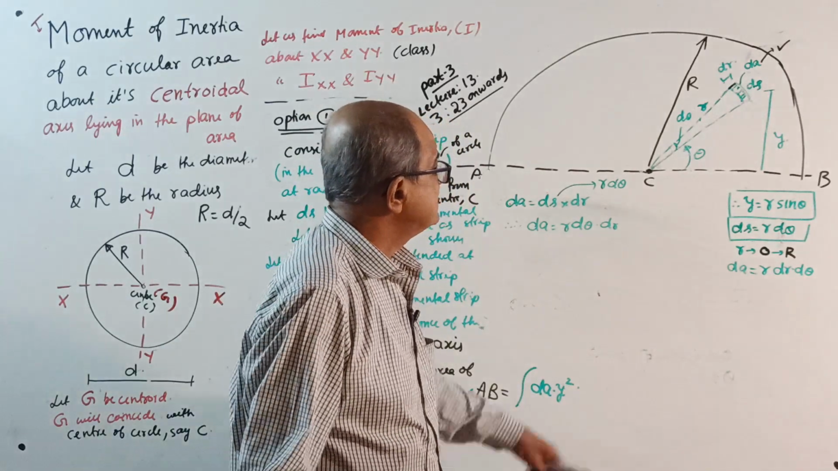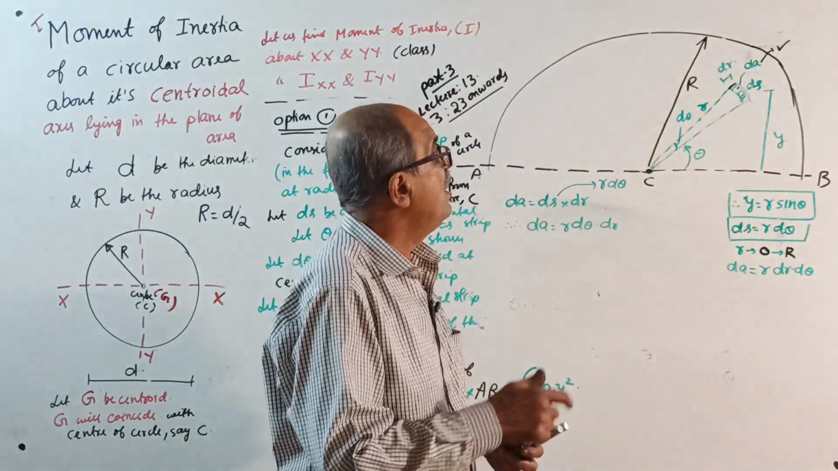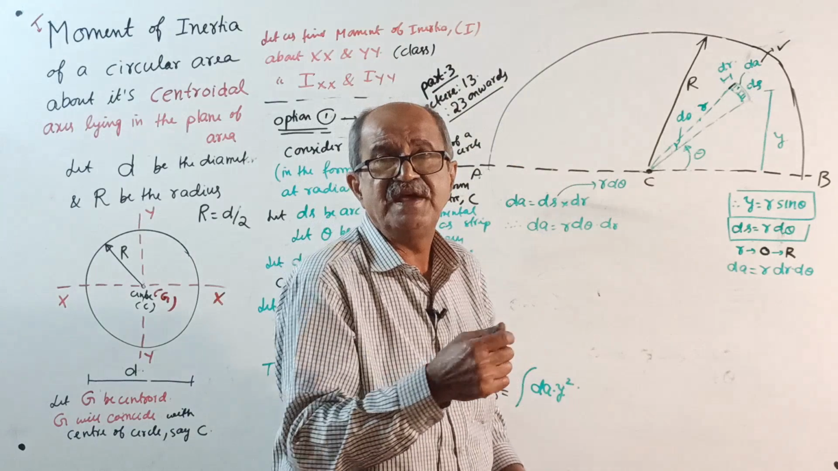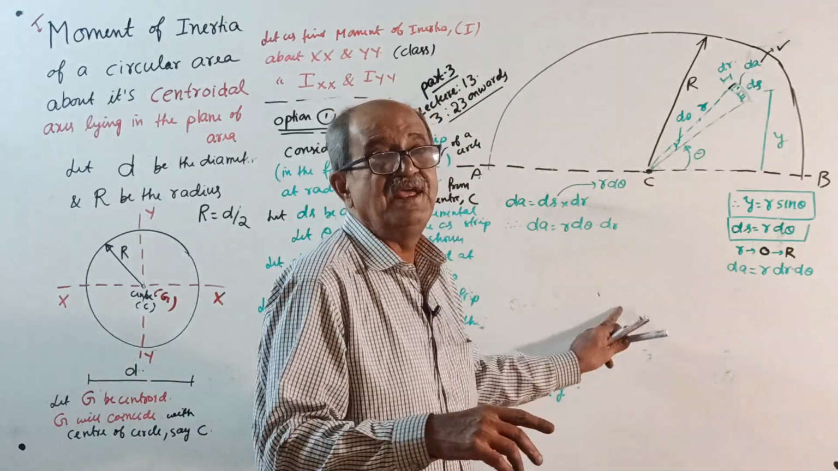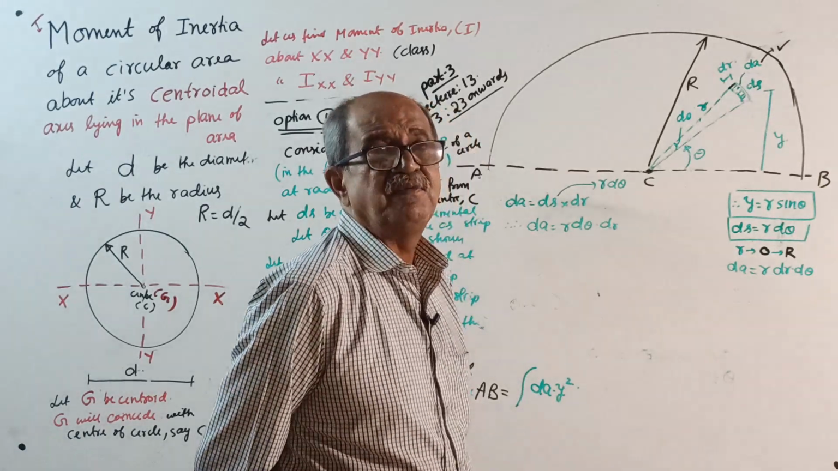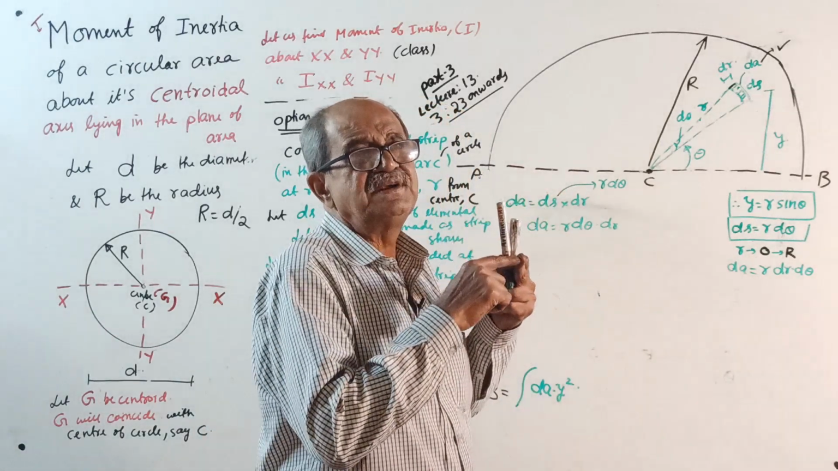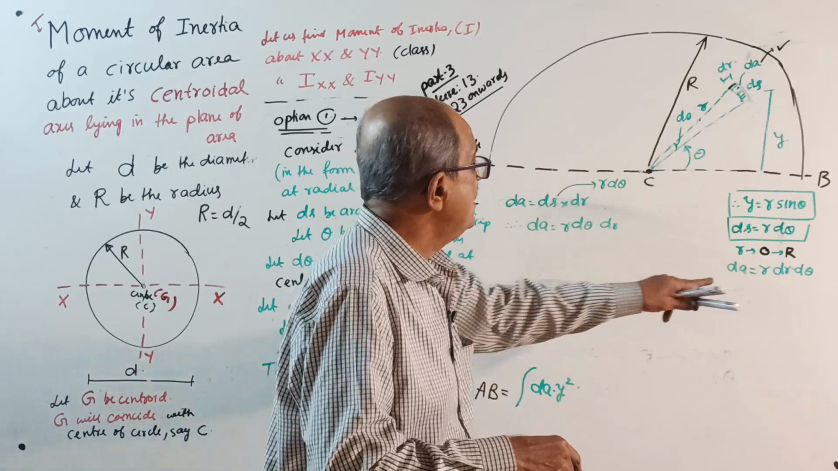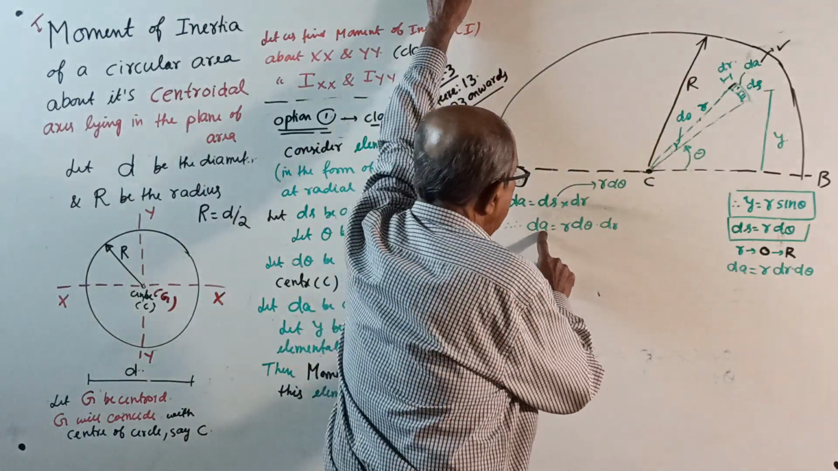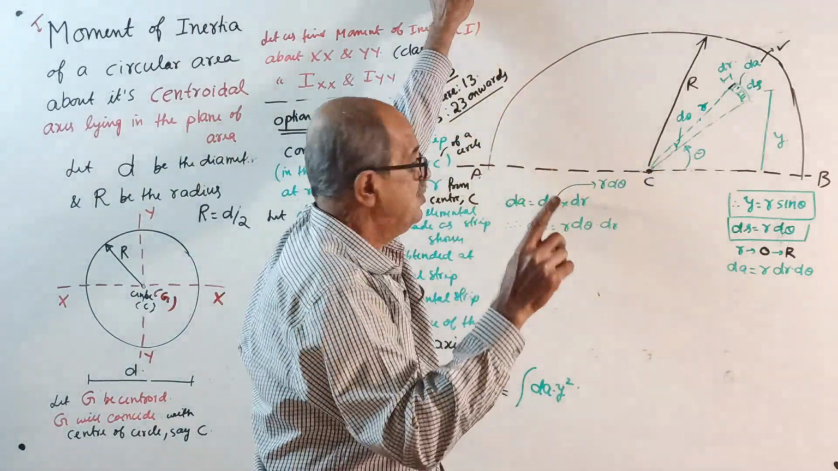I will write r first because when I integrate, I will first integrate r. I don't remember how I integrate. I'll check that in my mobile, whether I integrated r first or theta first. Accordingly, I will change. I think it is r first and then theta. Yes, it is r first and theta. So I will interchange: dA equal to r into dr into d theta. Same thing there also most probably. Okay.